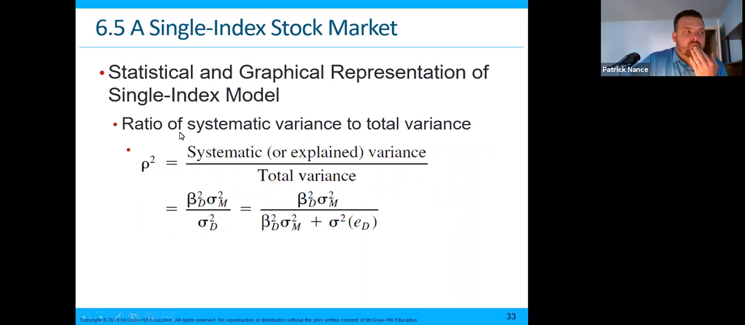Statistical and graphical representation of the single index model. The ratio of systematic variances to total variances. So systematic or explained variances divided by our total variances gives us the ratio of one to the other. This is my systematic or explained part, where this is my total variance down here. So my beta is a part that is at least partially explained.